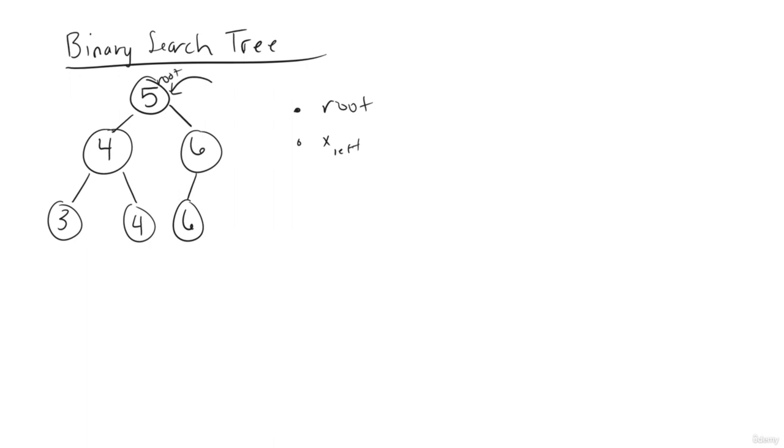If the node is x, x dot left is less than or equal to x, and x dot right is going to be greater than or equal to x. And every node x has less than or equal to 2 children. This is the BST property right here, and these rules satisfy a binary search tree.